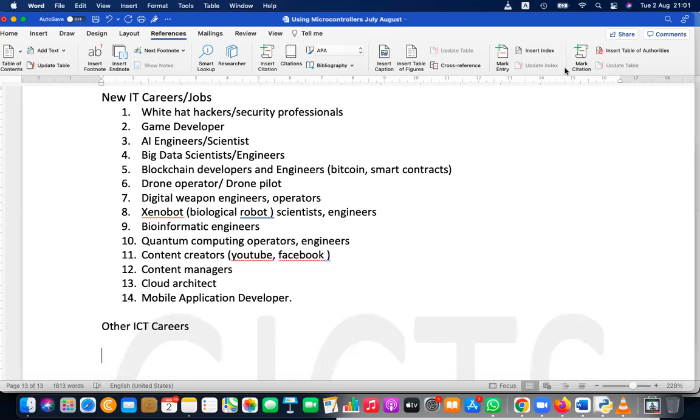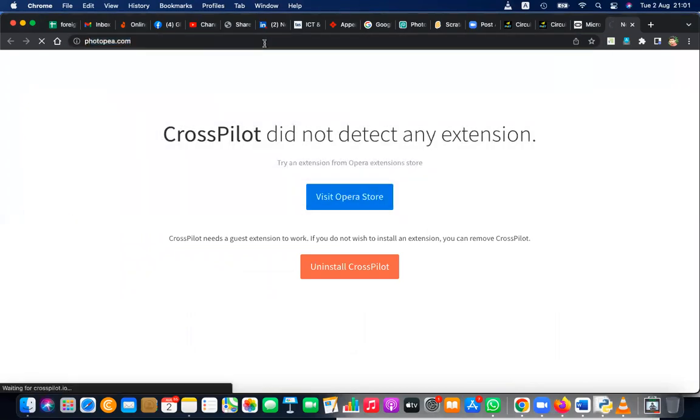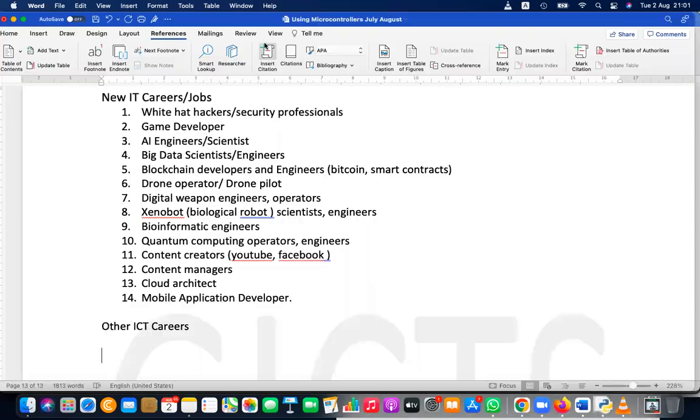And content creators, you know, YouTubers, Facebook content creators, content managers, cloud architects, the software which works on the cloud. Some software you don't want to download, you can just go and type the software name and use it immediately. Those are called cloud software. One example is Photoshop-like software, Photopea, it's a cloud software. And cloud architects, mobile application developers. So what are the other careers? You can write down this.